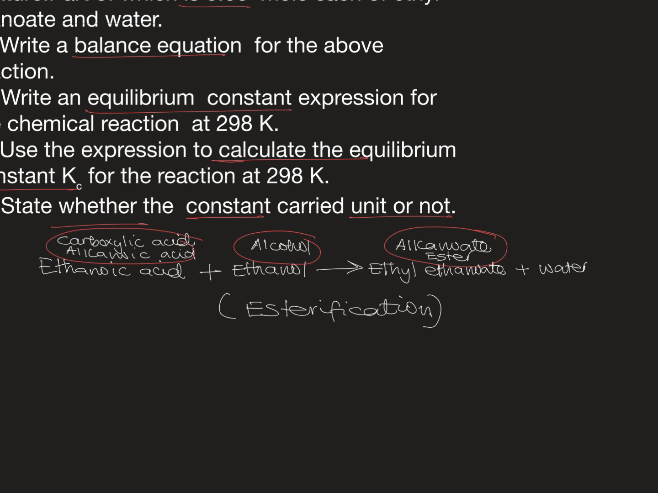All right, so how do we identify compounds to be carboxylic acid or alkanoic acid? Well, they carry a functional group called the COOH. How do you identify a compound to be alcohol? It carries a functional group called OH. How do we identify a compound to be an alkanoate or an ester? It will carry the functional group of COO. For water you already know that it is H2O.